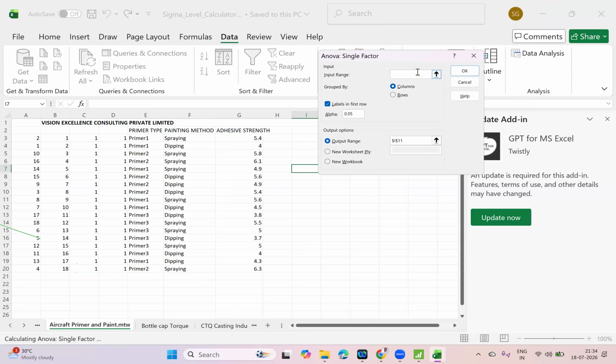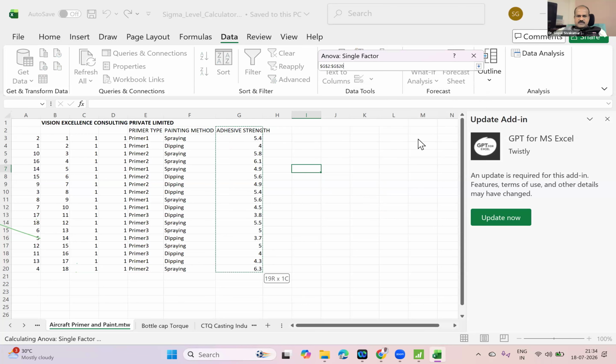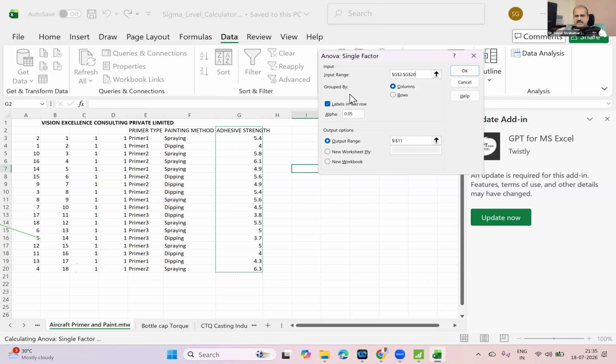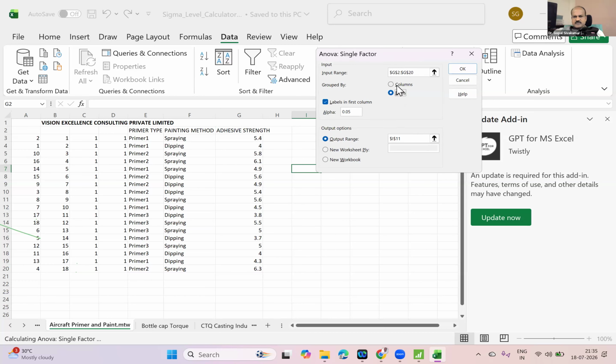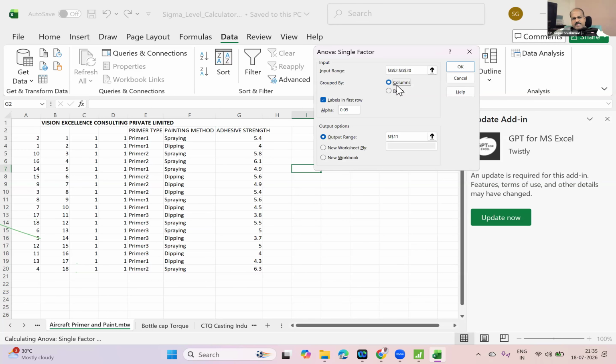Sir, why is it coming? Can you select without title? Not without title, I think. Adhesive strength. Group by column. We have to restructure the column, I believe. Correct.